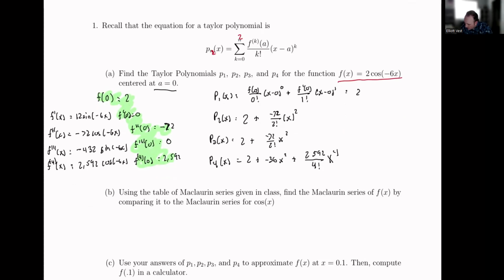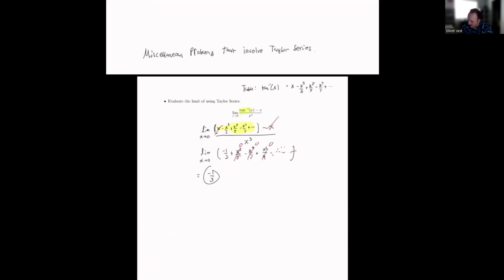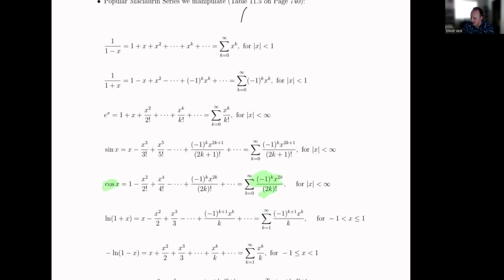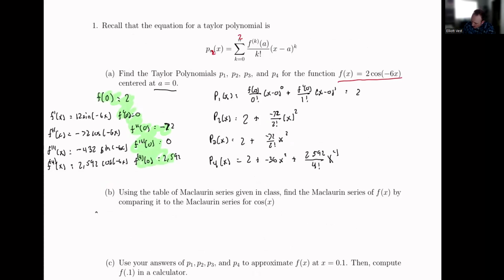Okay. Using the table of Maclaurin series, find the Maclaurin series of f of x by comparing to the Maclaurin series for cosine of x. For that, we need to find our Maclaurin series. This is the Maclaurin series right here, right? This is the list I gave in class or in my video notes, right? So let's plug that in. What's cosine of x? Cosine of x is the summation from k equals 0 to infinity of negative 1 to the k, x to the 2k over 2k factorial.